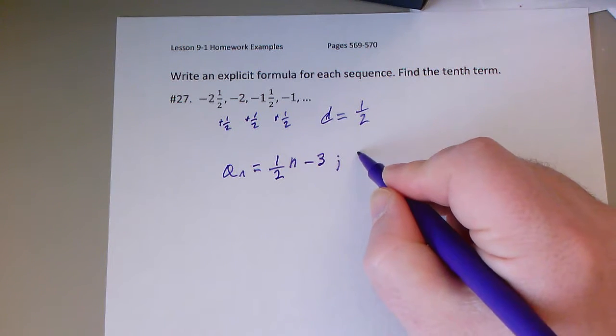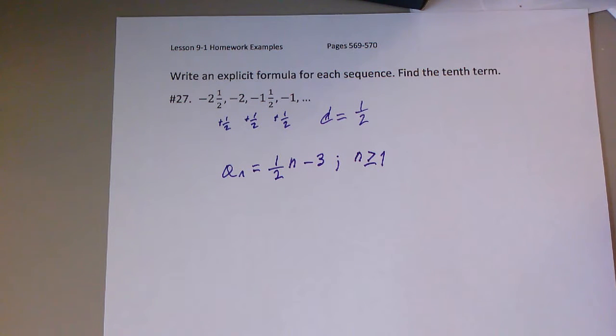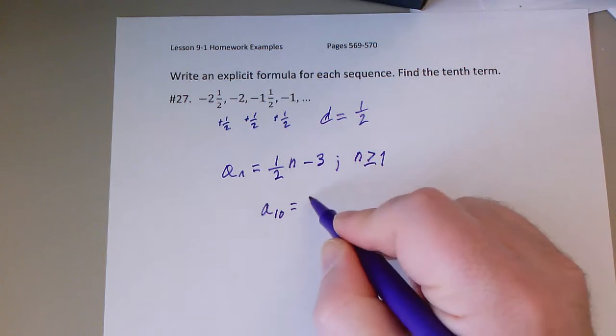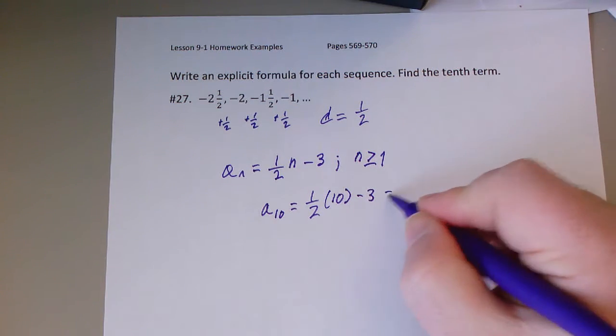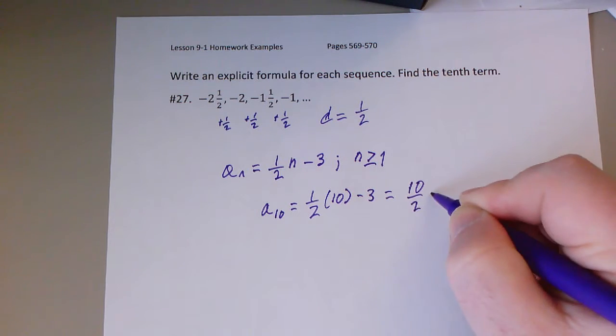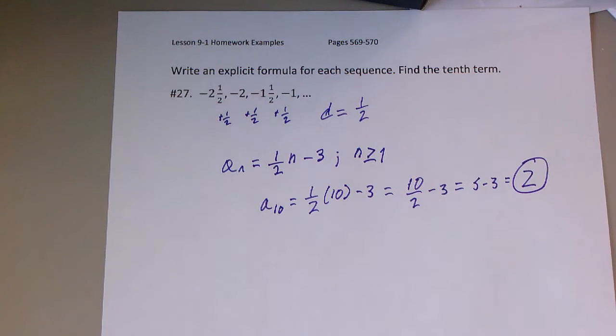So we start at 1/2 minus 3, which is negative 2.5. And we're going to start for an n value of 1 and count up from there. So our 10th term is going to be 1/2 times 10 minus 3. We just do the arithmetic and find that the 10th term is 2.